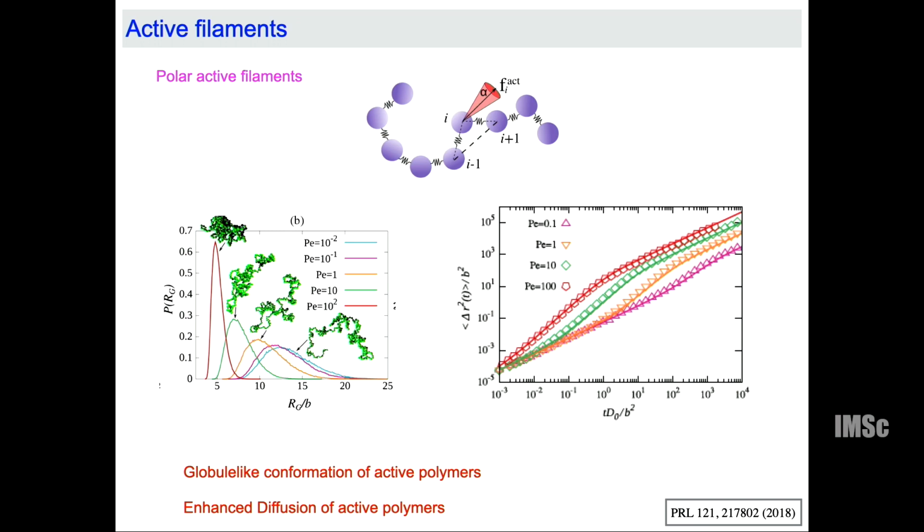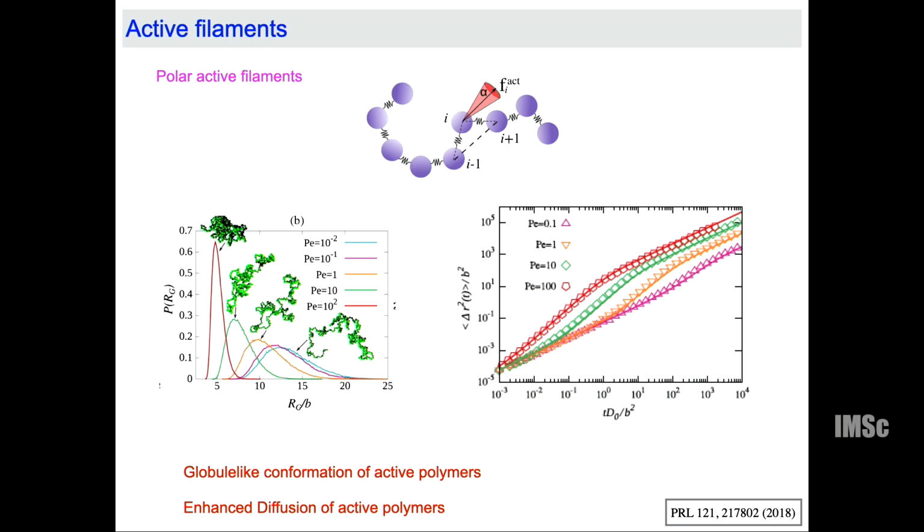There's another class of active polymer which people talk about in the literature, which is called polar active filament. These are filaments where you have forces on the monomers, but they are not Brownian anymore. Rather, the forces are directed along the backbone. So, if I'm sitting on this monomer, it will have a force along this direction. This monomer will have force along this direction. So, there is a force which is polar in nature along the backbone of the polymer, and this is why they are called polar active filament. And this has some relevance in biology. I'll come back to that towards the end of the talk.